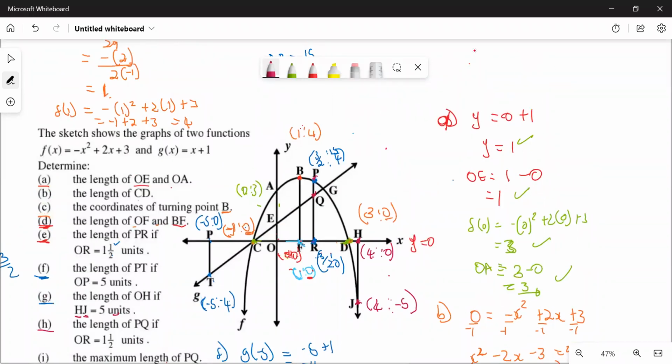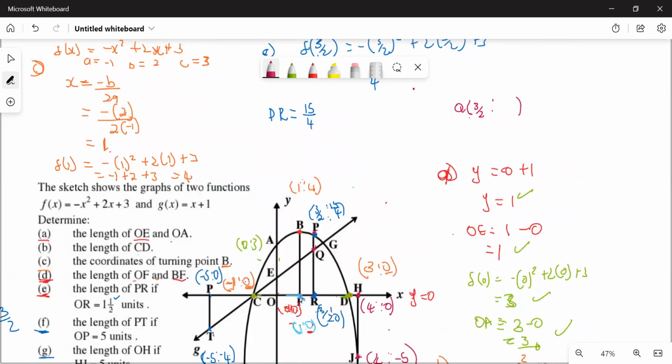So your coordinates of Q: you know what X is going to be. X is going to be 3 over 2, but you don't know what Y is. But we can get Y. How do we get Y? Substitute into G of X. So if we substitute into G of X, we are going to have G of 3 all over 2, which is going to be 3 all over 2 plus 1. And then 3 all over 2 plus 1 is going to give us 5 all over 2. It's going to give us 2.5.